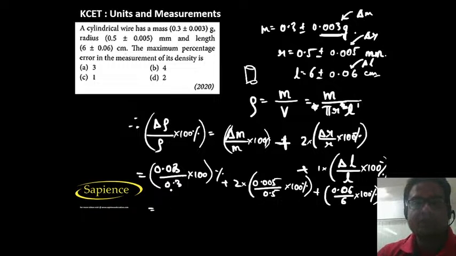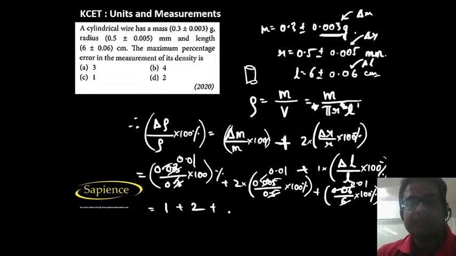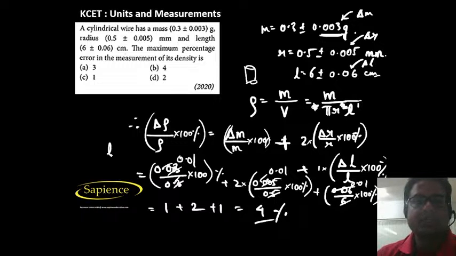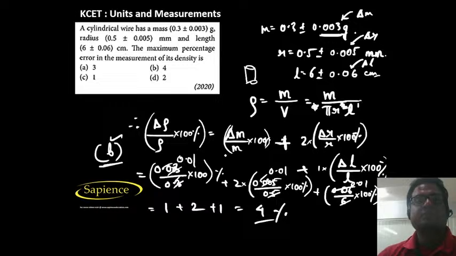So the point will go away: 0.03 by 3 is 0.01, and here also 0.01, and here also 0.01. So this is 1 by 100, so this is 1%, plus 2 into 1%, that is 2, plus 1%. So that is 2 plus 2, that is 4%. So 4 is the correct answer, which is option B. Hope you have understood.